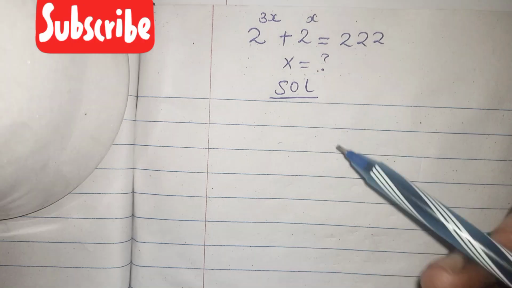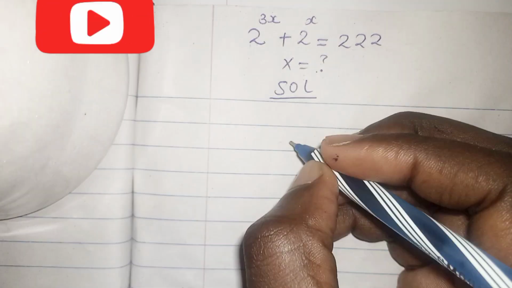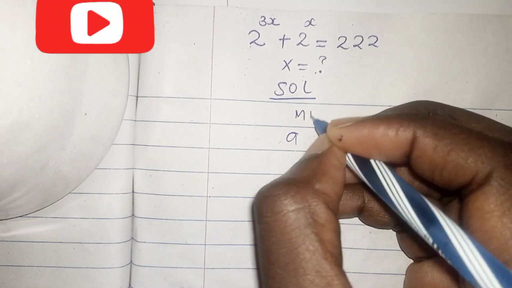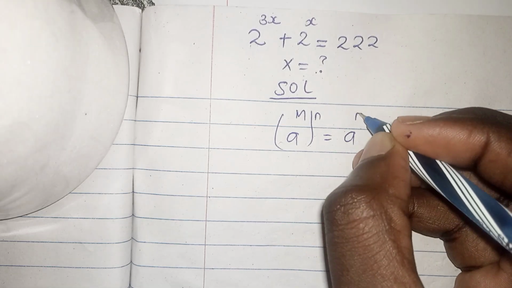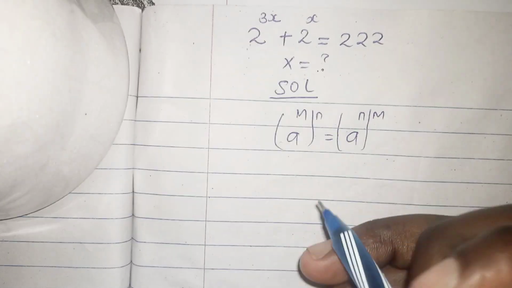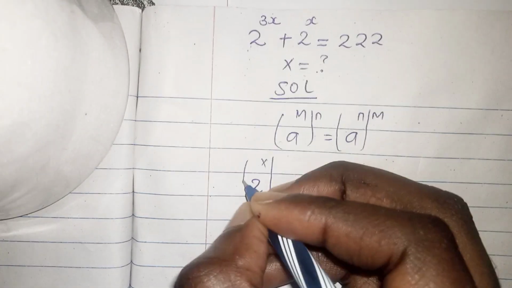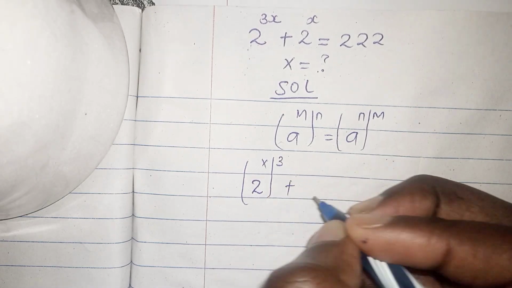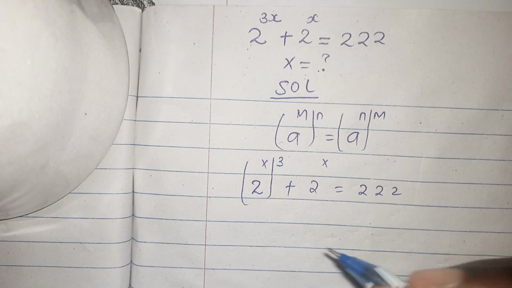So here's our solution. In our first step, we are going to begin with this rule of indices. If you have a to the power of m, all this to the power of n, we can as well write it as a to the power of n, all this to the power of m. So for our case here, we can write it as 2 to the power of x, all this cubed, plus 2 to the power of x is equal to 222.